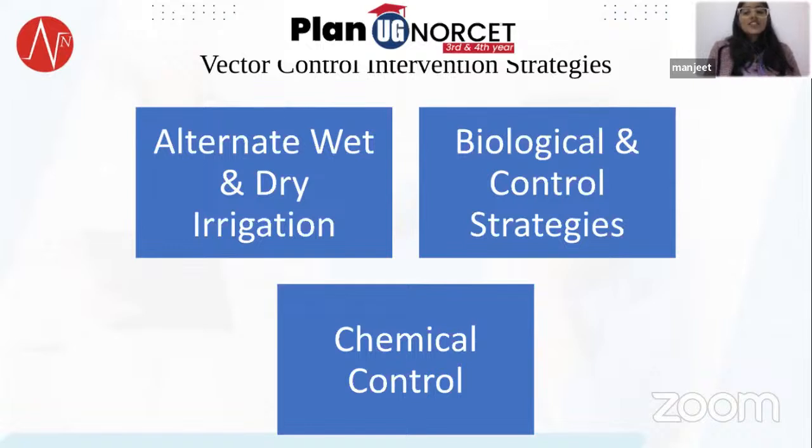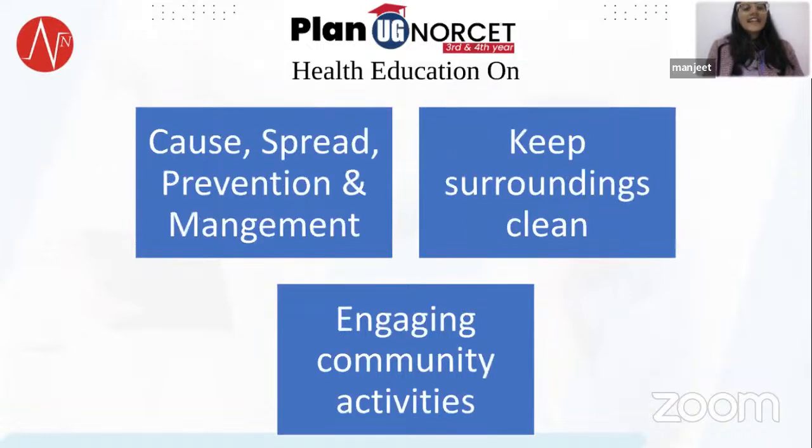Next is biological control strategies. And third is chemical control using insecticides and pesticides. On what will we give health education? Health education on the surroundings. We will promote it among people. We will spread awareness about prevention and management. We will keep the surroundings clean. Why are we focusing on surroundings? Because it is a vector-borne disease. Clear? Where will vectors be? Vectors will be in the surroundings only.